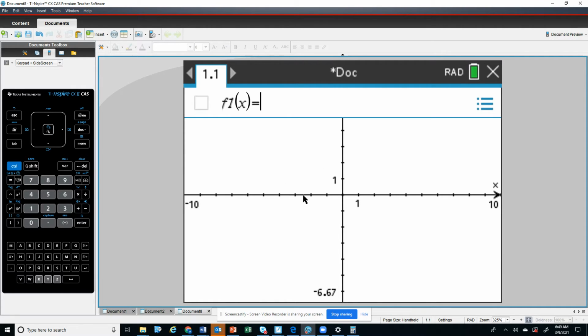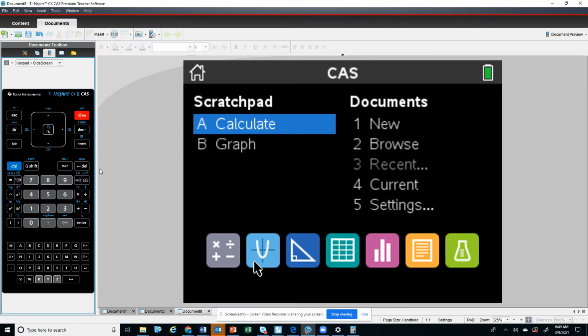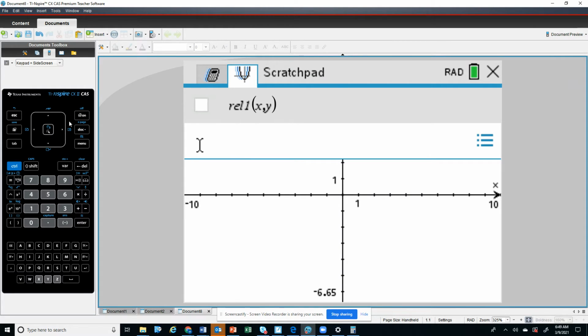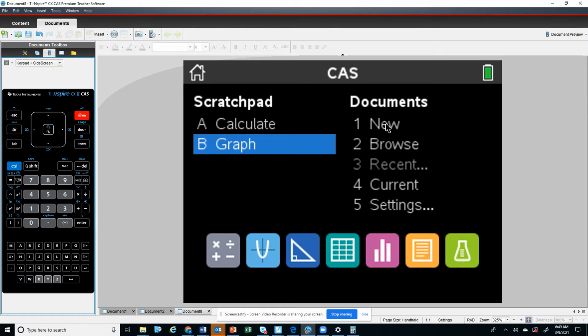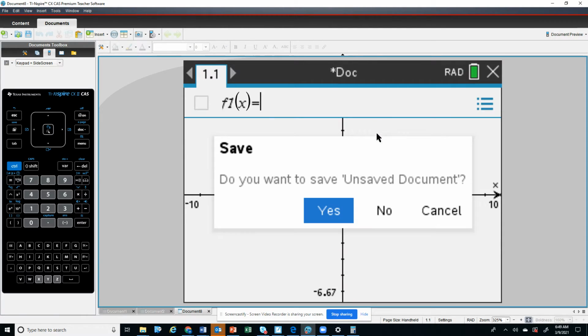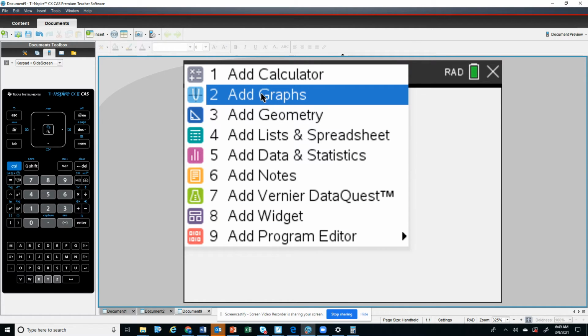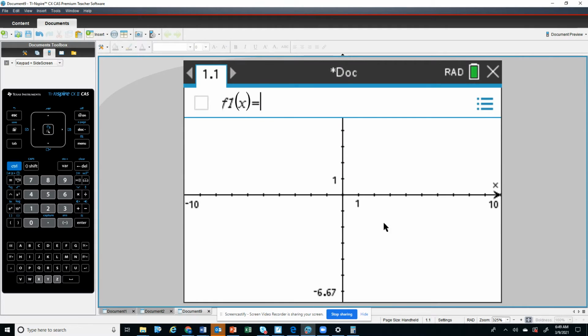Now, how do you get to this screen? Well, if you go to your home screen, you're at your home screen right now. You can press graph. Let me go back for a second. Press new. I'm going to click no, I don't want to save this. And then I'm going to add graphs in there. Now, in the address box right here, all you're going to enter is the right side of the equation, which is x squared plus 4. So you don't enter y equals x squared plus 4. Just enter x squared plus 4.